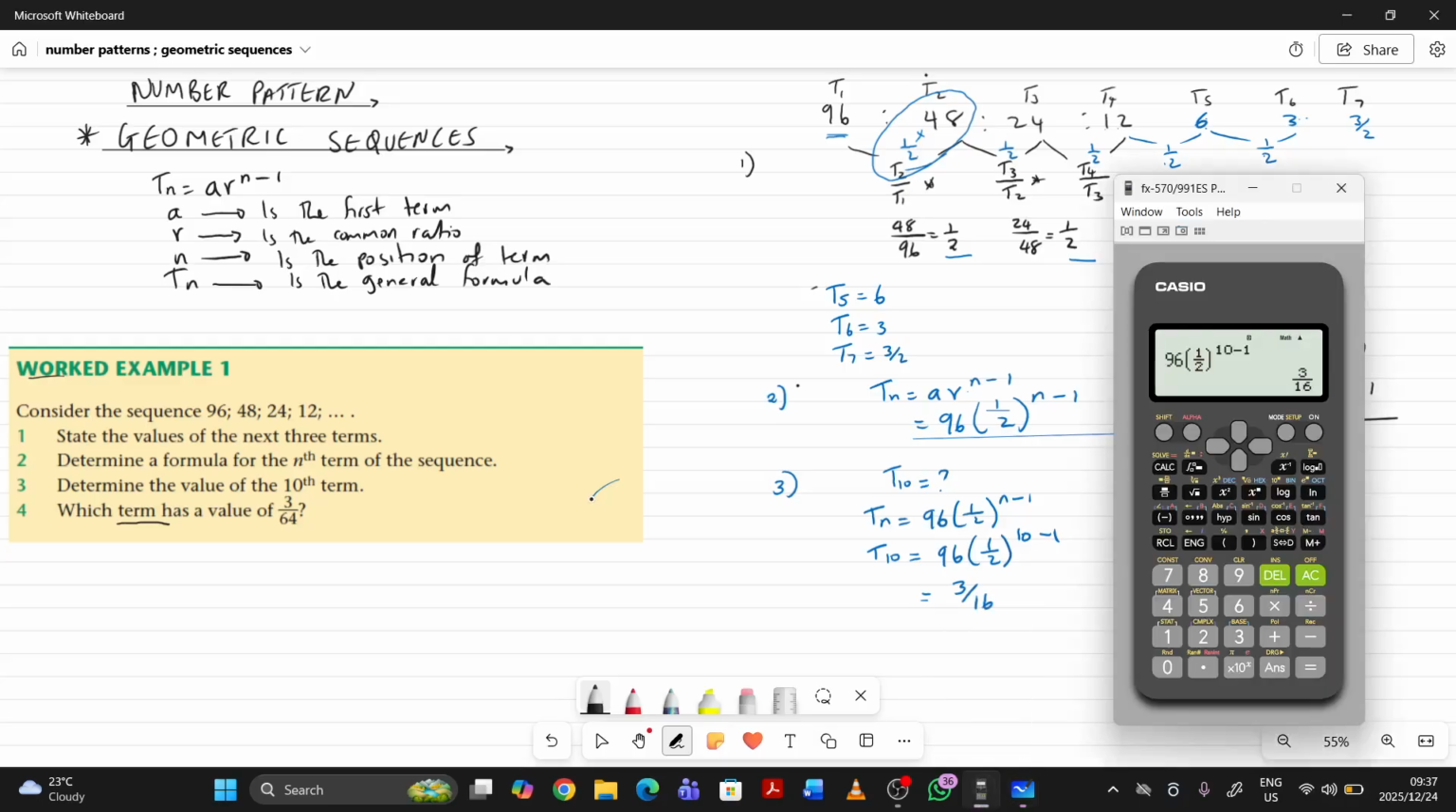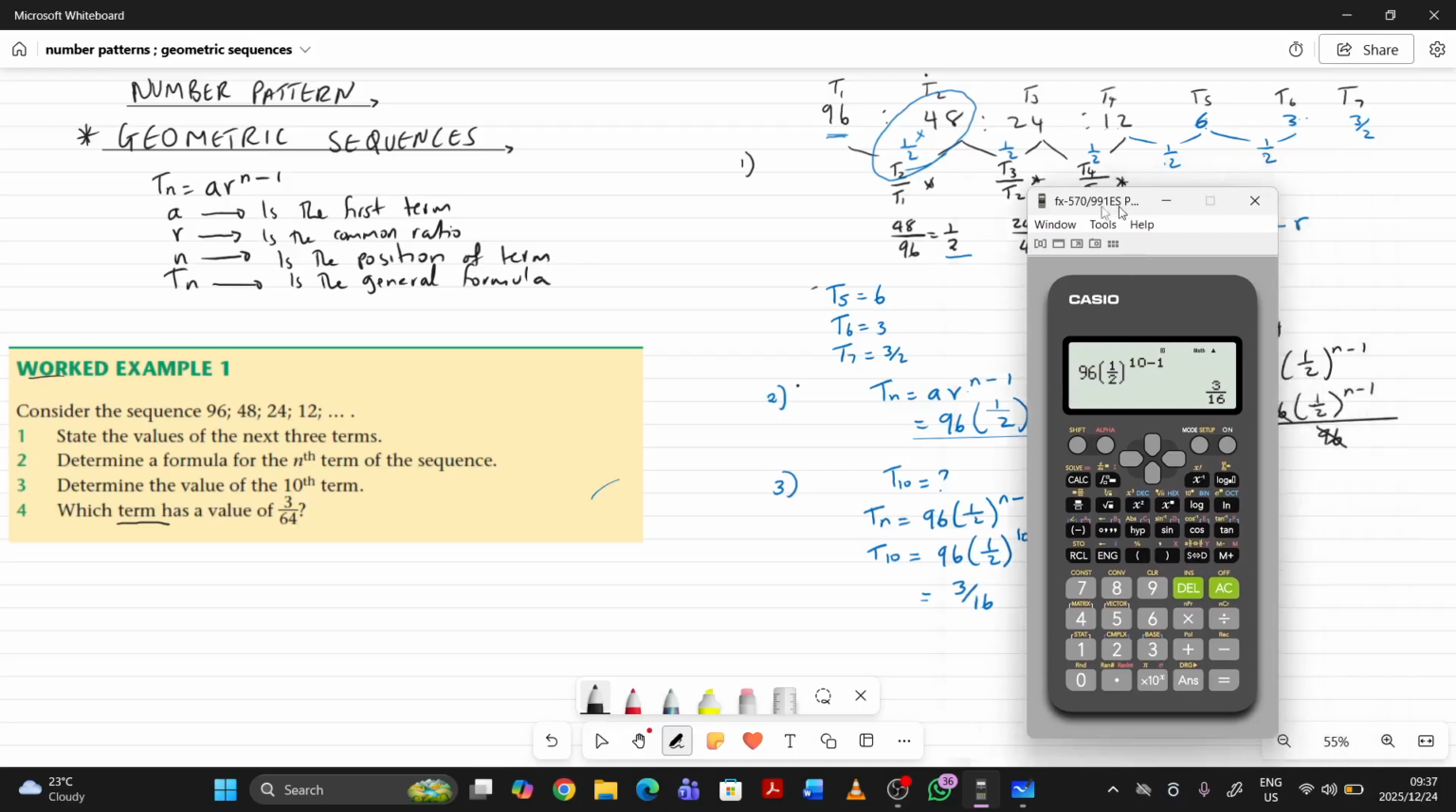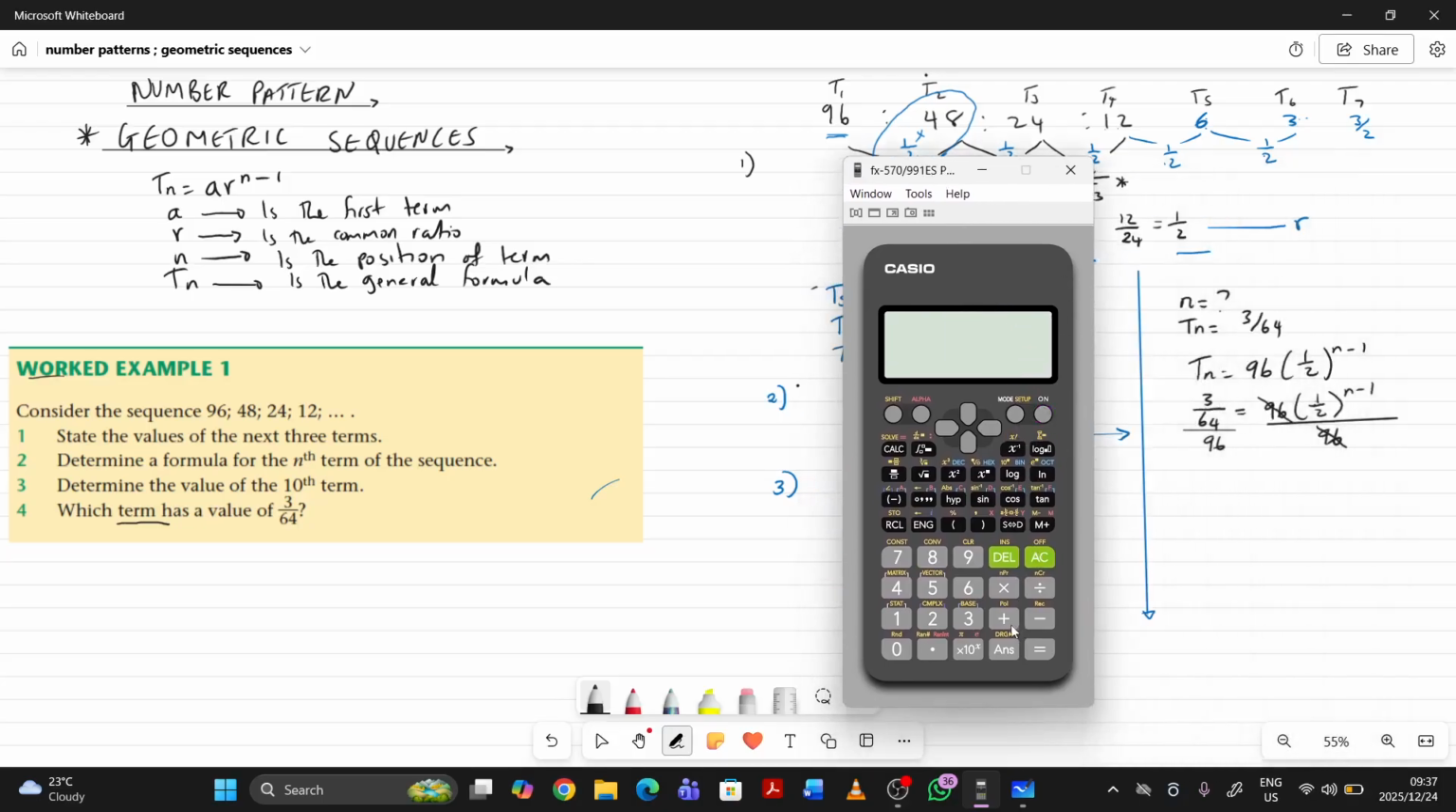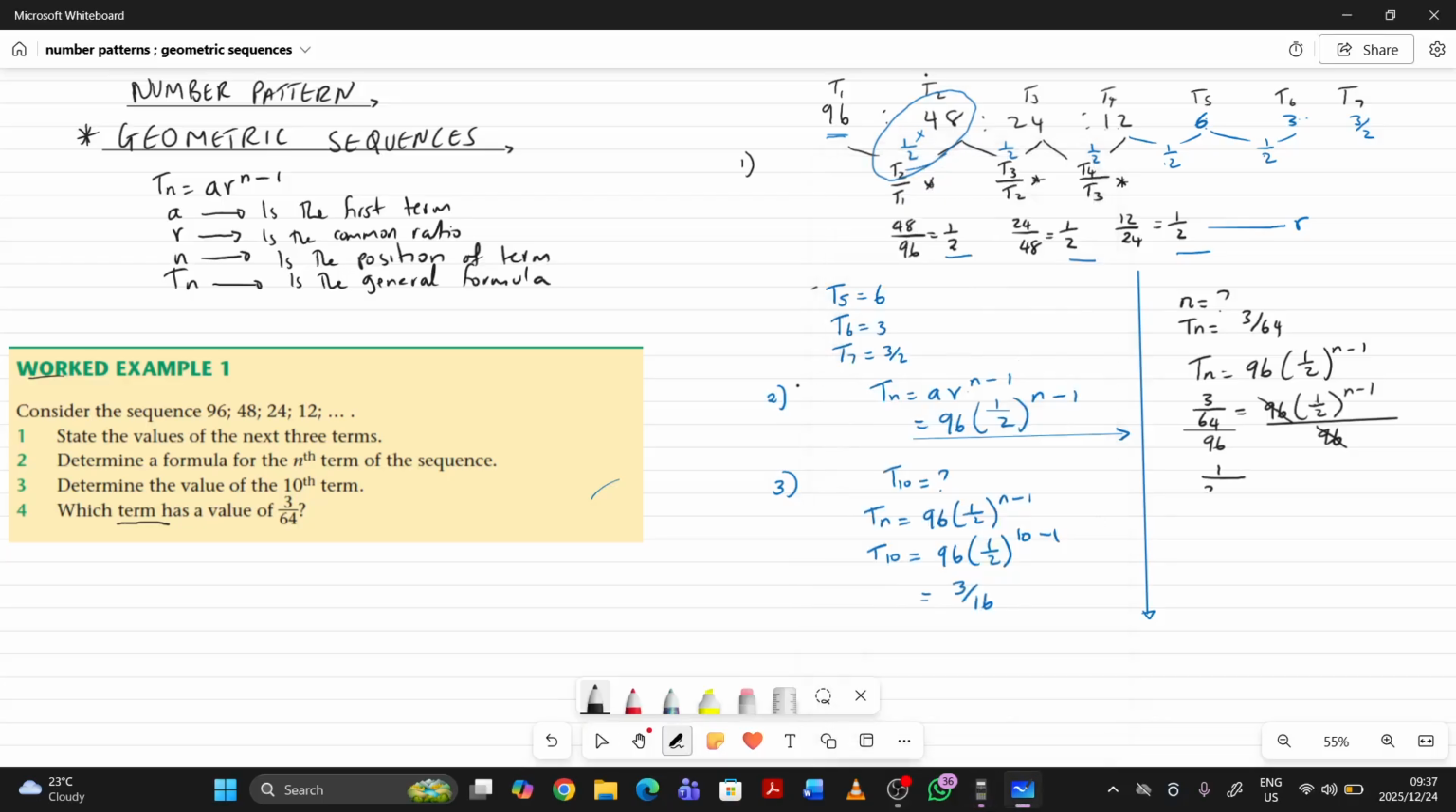And then we are going to be left with, so let's take our calculator. You're going to say 3 over 64 divided by 96, and that gives you 1 over 2048, which will be equal to 1 over 2 to the power of n minus 1. So now this 2048 can be written as 2 to the power of 11, which is equal to 1 over 2 to the power of n minus 1.